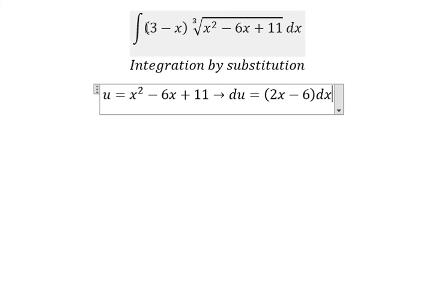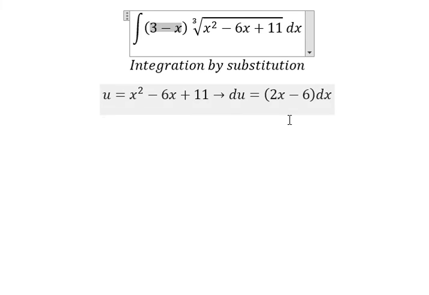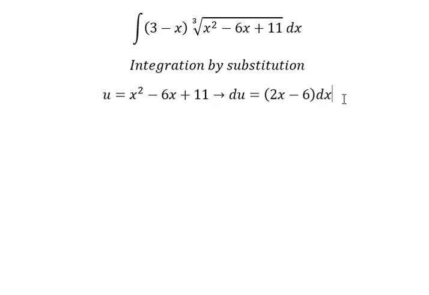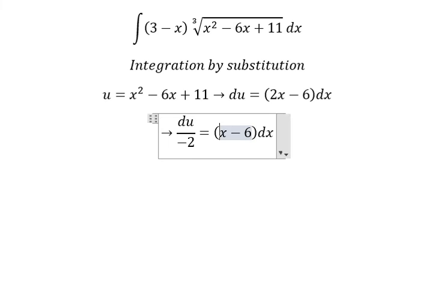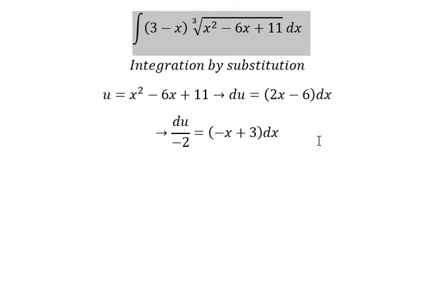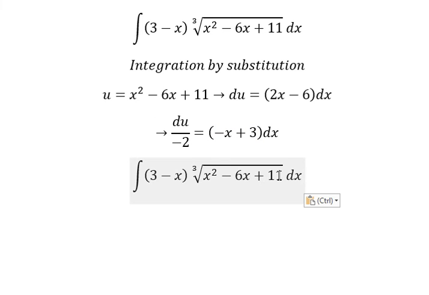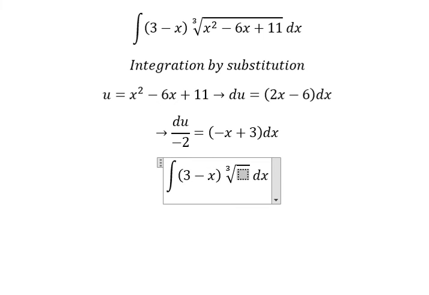Because we have only 3 minus x, we need to divide both sides by negative number 2. So this one we change for u. 3 minus x dx we change for this one.